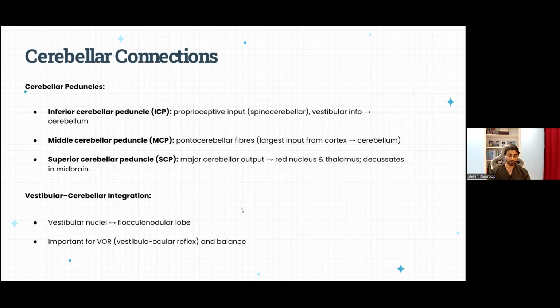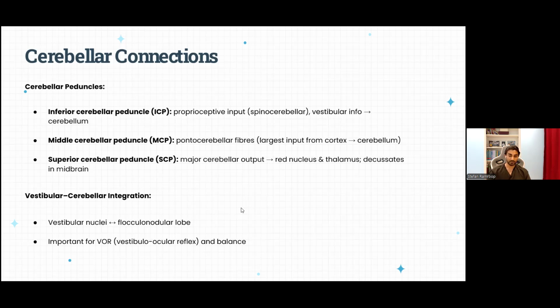The superior cerebellar peduncle, that's the major output pathway from the cerebellum. Its fibers project to the red nucleus and ultimately then the thalamus. Crucially, the superior cerebellar peduncle decussates in the midbrain, which has important clinical implications. So lesions below the decussation will cause an ipsilateral ataxia, while lesions above the decussation will cause contralateral ataxia. So that can distinguish pontine versus midbrain involvement if you have ataxia present.